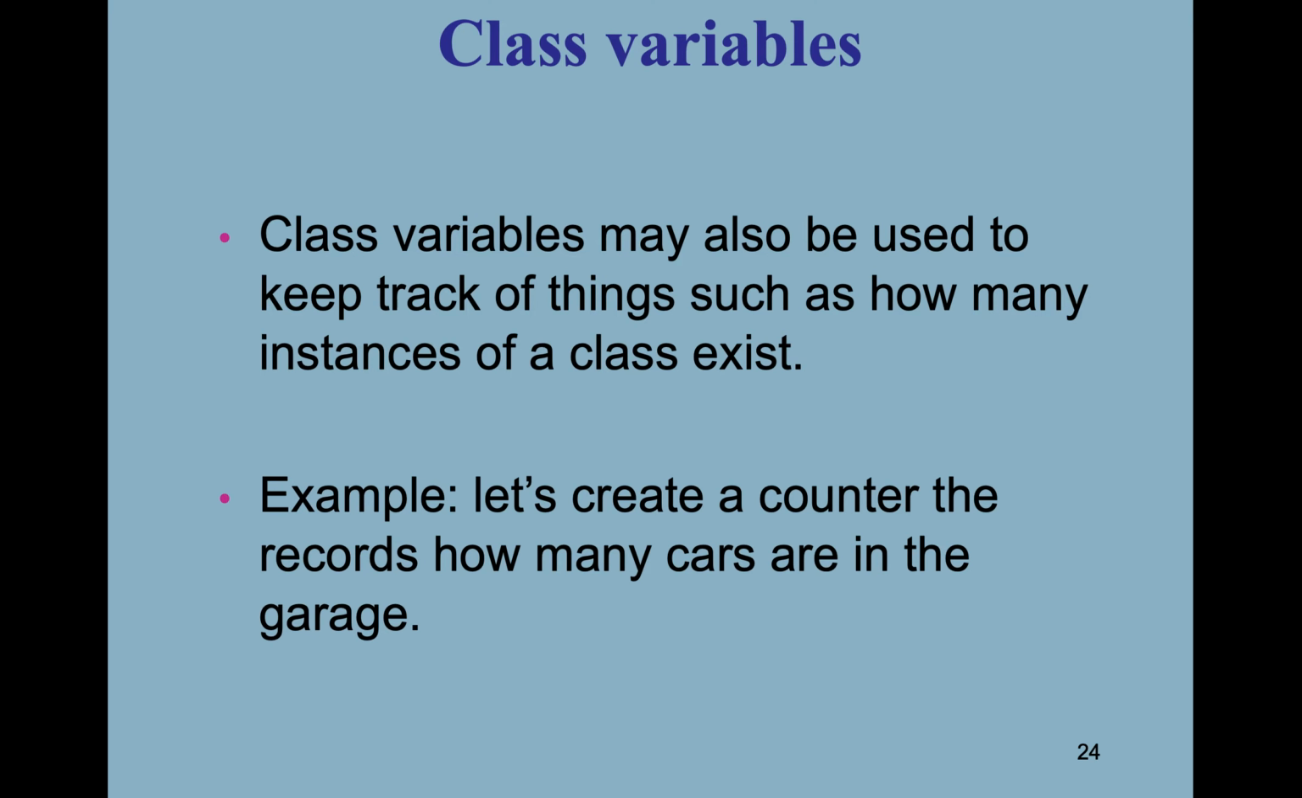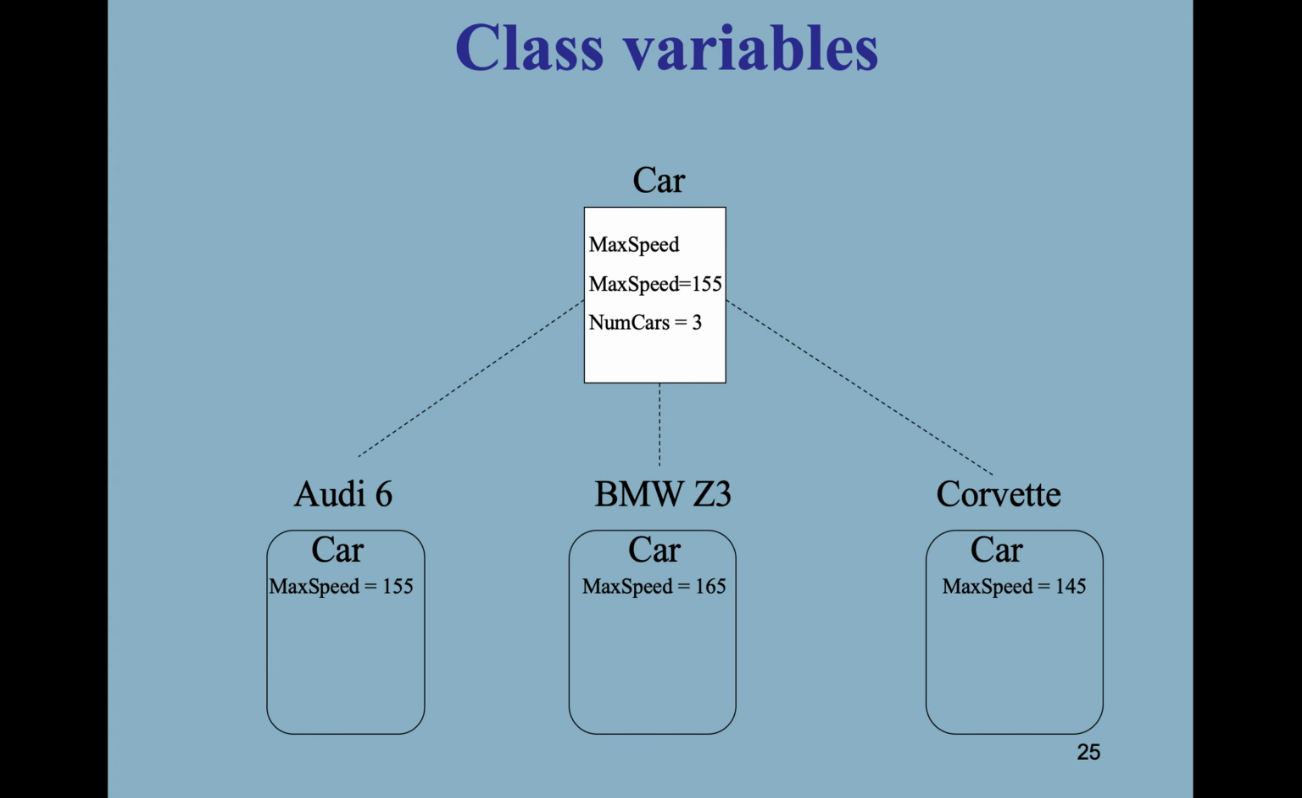So that's used to keep track of things such as how many instances of a class exist. So let's create a counter and record how many cars are in the garage. If we do that, and this is one of the purposes of the class variable, it is to keep track of, let's say, for example, how many cars we have. So the number of cars is equal to 3, because the constructor for each one of these is incrementing this.